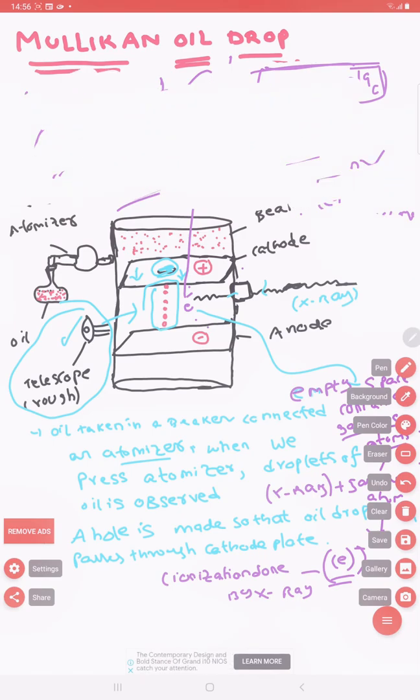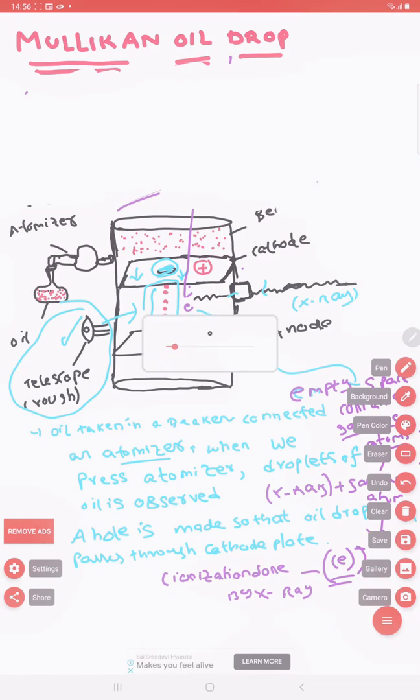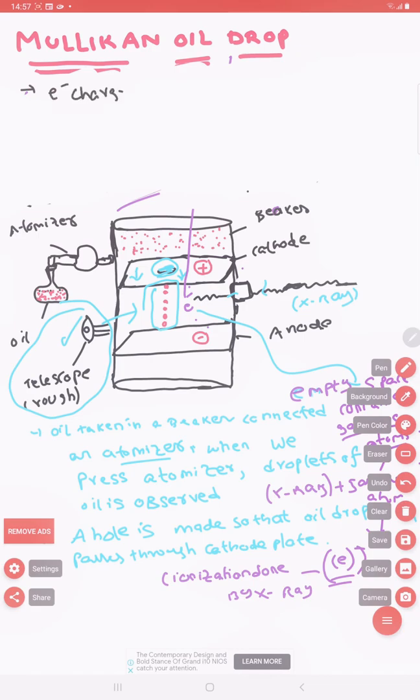So from this Millikan oil drop experiment, the outcomes are drawn, and similar properties are observed for canal rays, cathode rays and all. So the outcome is: electron charge is equal to 1.6 into 10 power minus 19 coulomb. Mass of the electron is 9.1 into 10 power minus 27 kilogram.